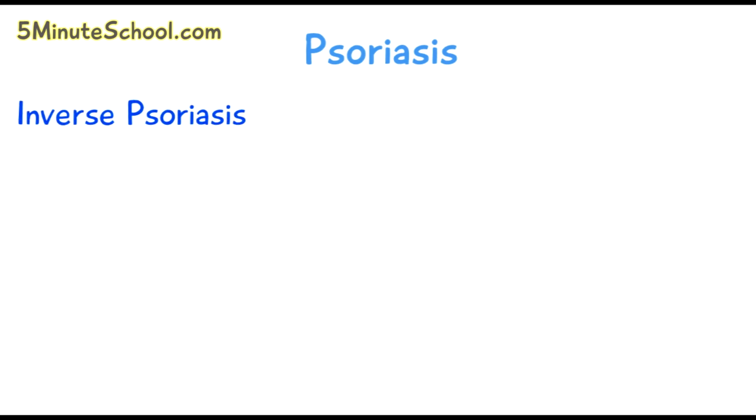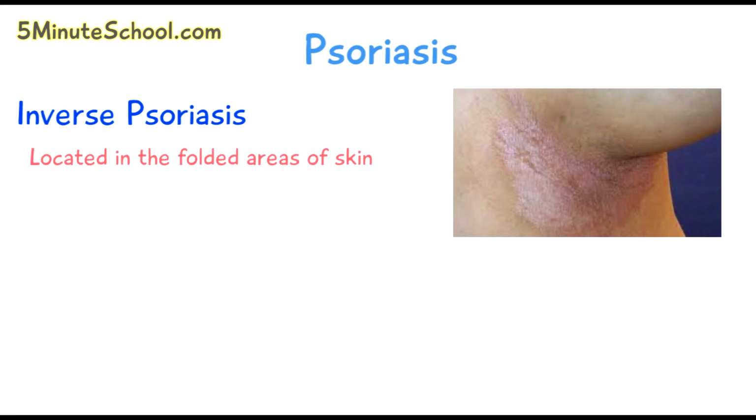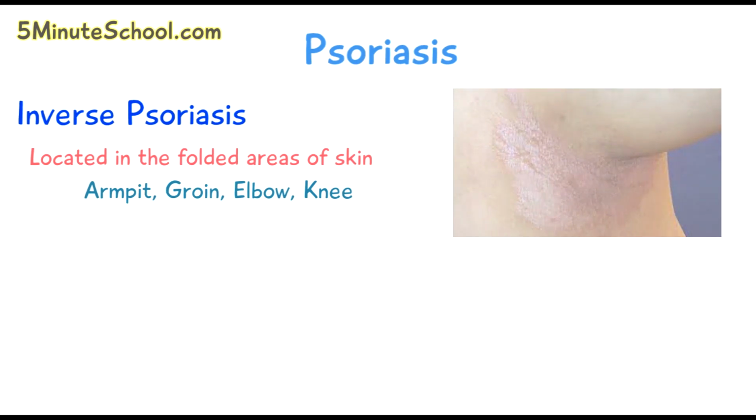Inverse psoriasis is usually located in the folded areas of the skin, such as the armpit area and the groin. In this type of psoriasis there's not as much scaling, but there are a lot of red glossy patches, and this type of psoriasis is usually seen in more obese patients.